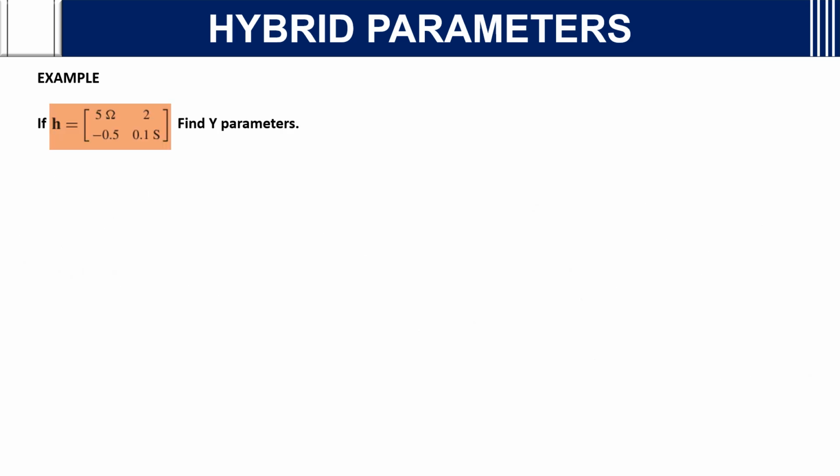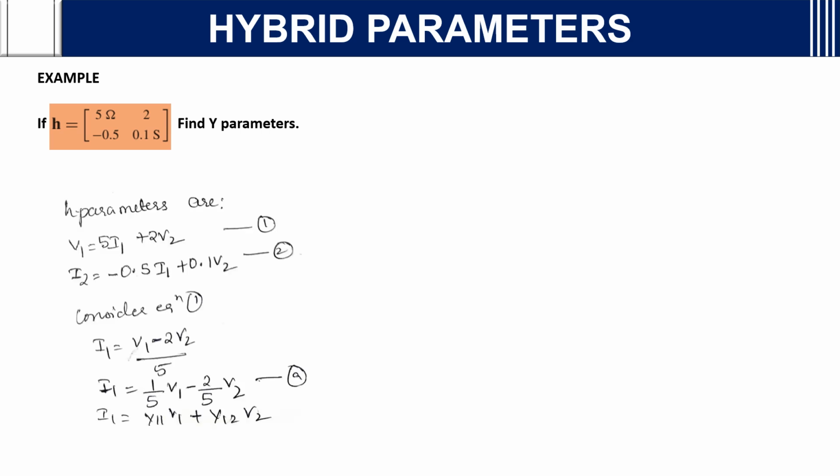Next, if H is equal to some given parameters, find the Y parameters they are asking. So we need to convert from H parameters to Y parameters. Initially, first we'll write the equations from the H parameters. How should we write? V1 is equal to 5 I1 plus 2 V2, and I2 is equal to minus 0.5 I1 plus 0.1 V2. It is just the reverse of what you did before. Initially you used to get the equations and write the matrix. From the matrix you now need to write the equations, that's it.